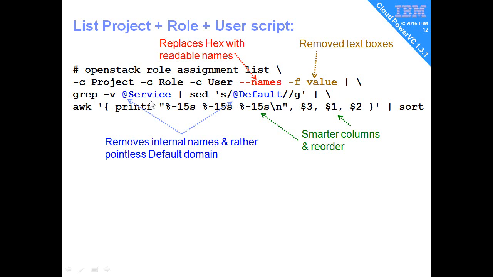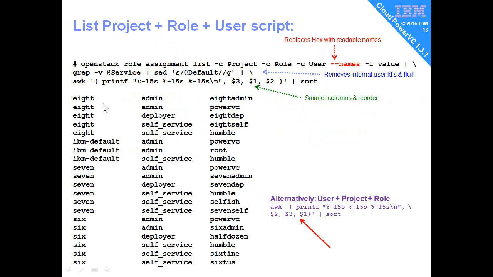Now there are some things in here that we don't really care about. There's a thing called service. I forget if it's a user or a role, and it puts a default at the end of loads of things. This is the default domain name, it's called default. And so we just remove those from the output. So we use awk to give us the output in nice columns and reorder them so they help us look up the data. And what we end up with is output like this.